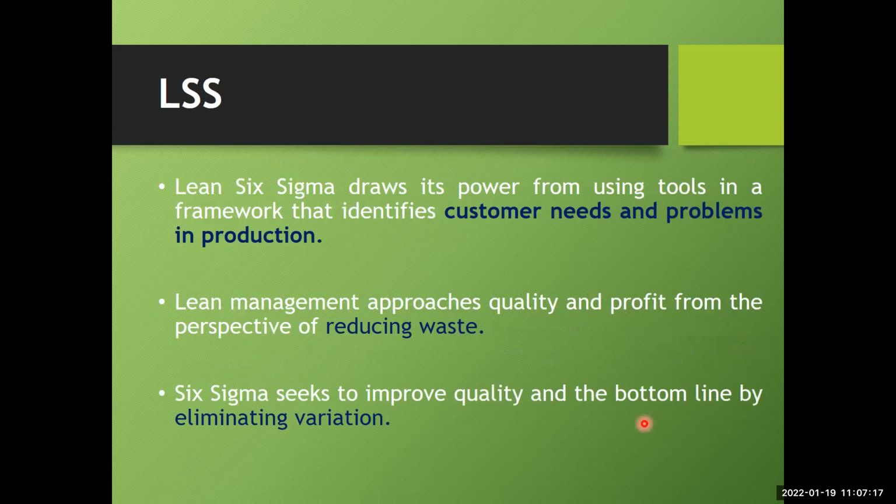Lean Six Sigma draws its power from using tools and frameworks that identify customer needs. Lean management's major focus is the reduction of waste. The seven wastes cover, I think, all the processes of the industry, as we discussed. And Six Sigma seeks to improve quality by eliminating variation. If variation in the process is eliminated, obviously quality will be improved.